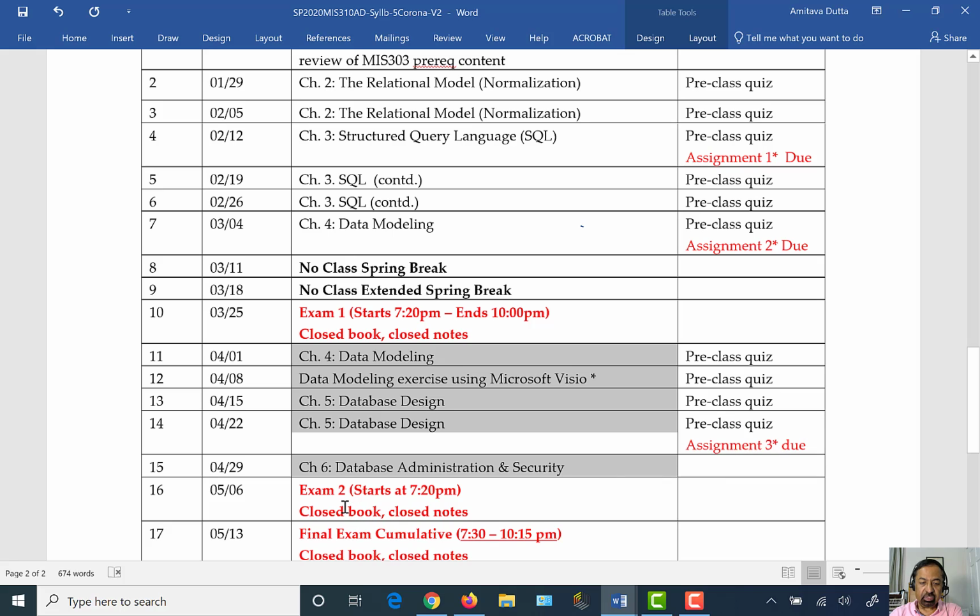Exam 2, instead of being on April the 29th, is now on May the 6th. And your final exam is on May the 13th. You can see the time here, 7:30 to 10:15 p.m. So everything has just been shifted by a week.